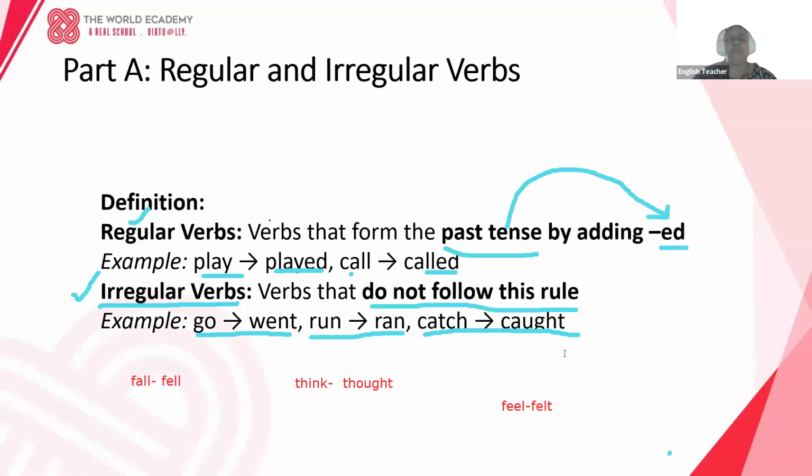So are you getting what I'm trying to teach you? Irregular verbs do not follow the rule of taking ed as the past tense. They don't add it. And can we have one more last example before we go to part B? Why not? We can take tell, which becomes told. Great job.